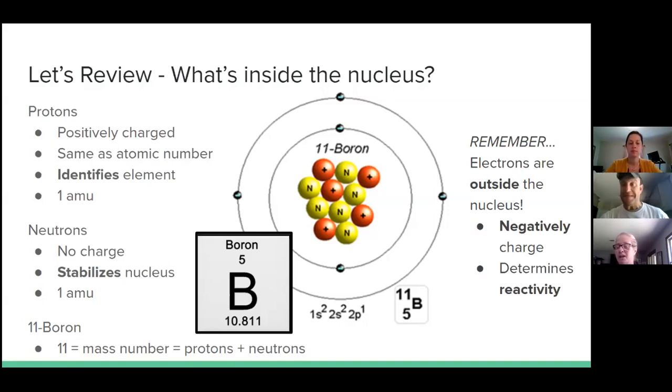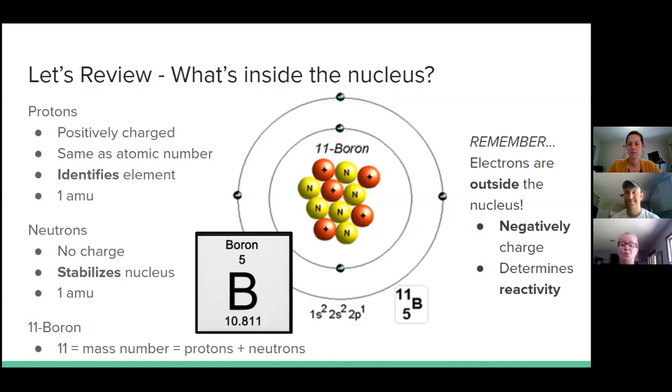And then you have those electrons. They're still there, even if they're not the focus so much of this unit. The electrons are still outside the nucleus. They've got the negative charge, and they've really been the ones we've been talking about up to this point that kind of cause all the reactivity, why elements are where they are on the periodic table.